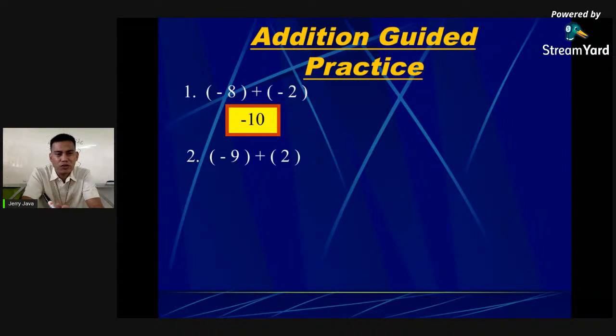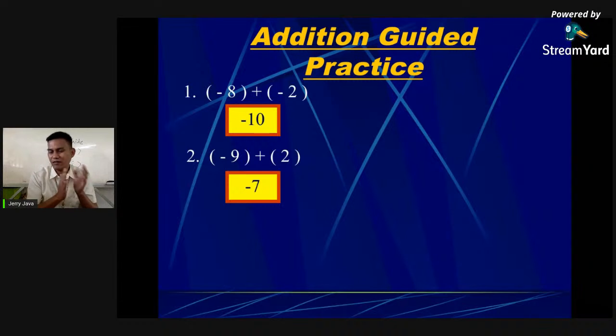Which is bigger, 9 or 2? It's 9. What's the sign of 9? Negative. So your answer would be negative 7. Correct. Yay! The answer is negative 7.